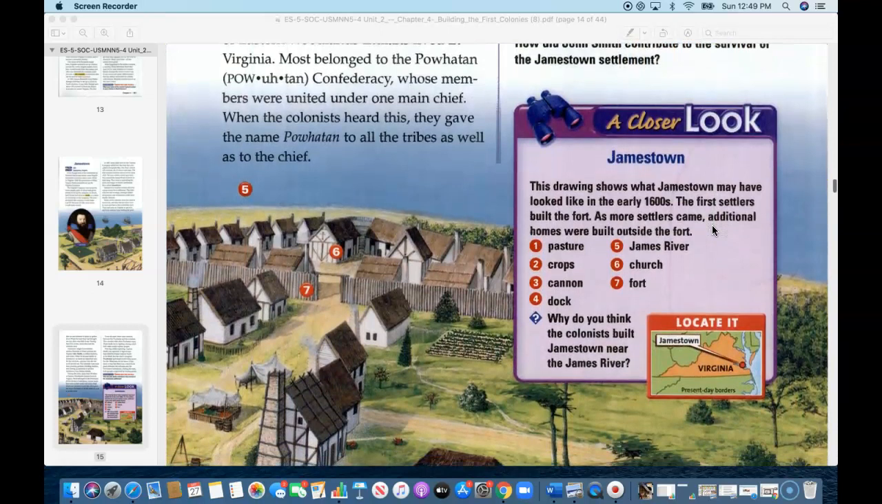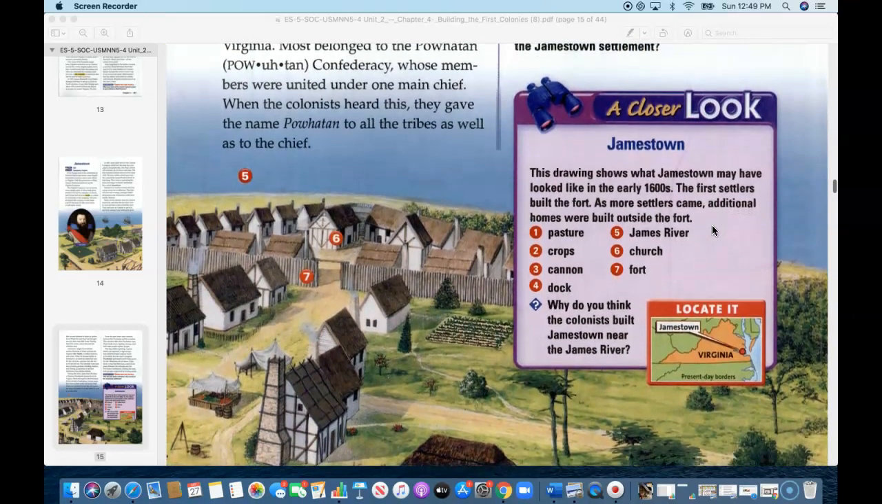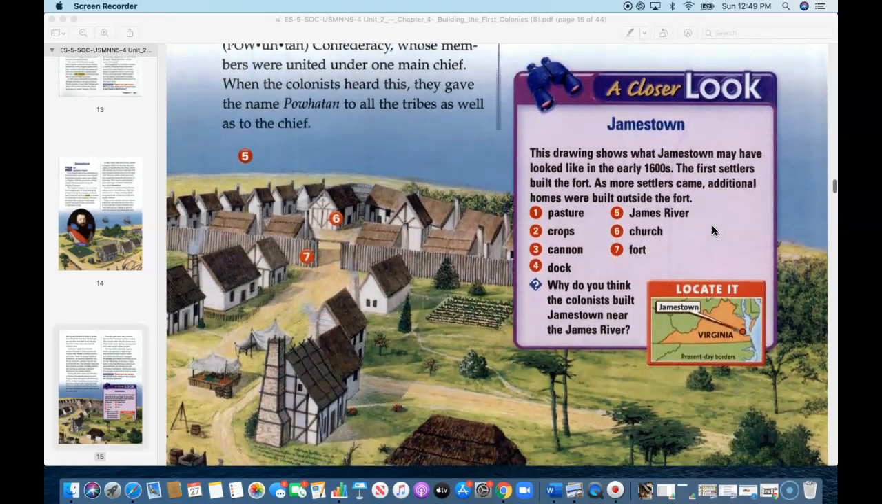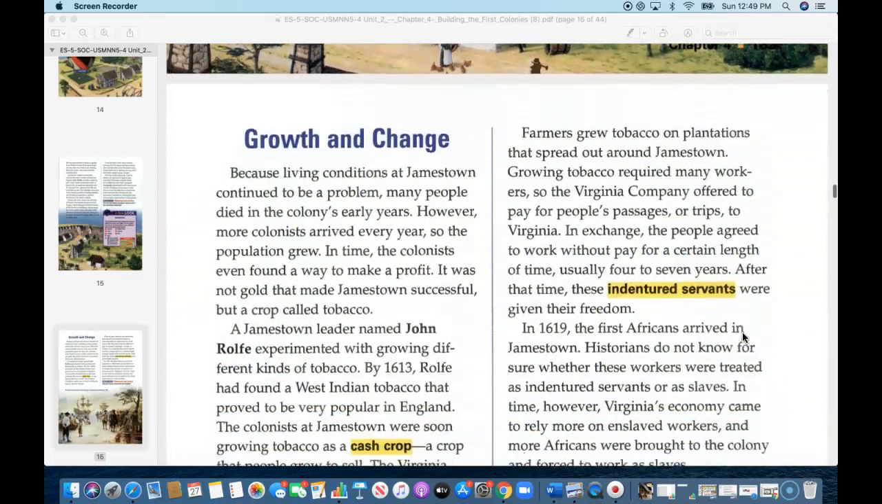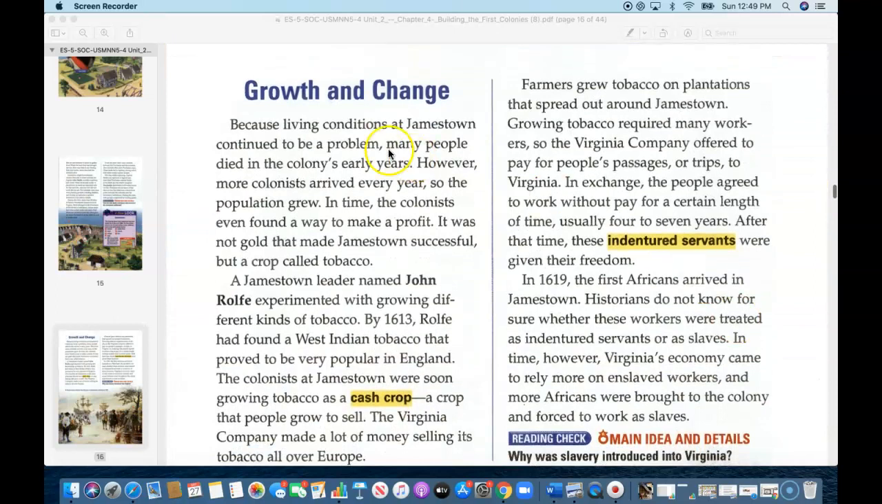Why do you think the colonists built Jamestown near the James River? The next section, please label this in your notes.